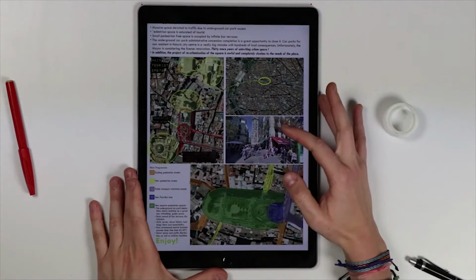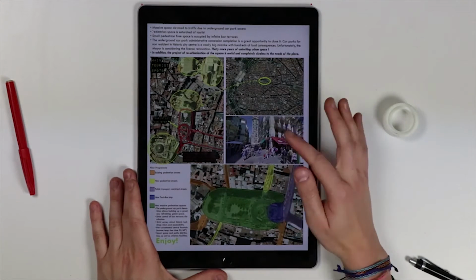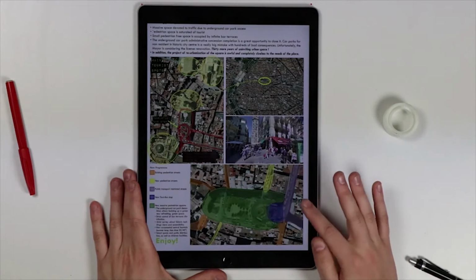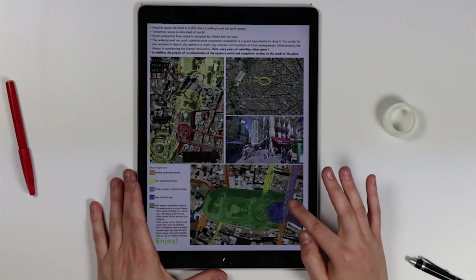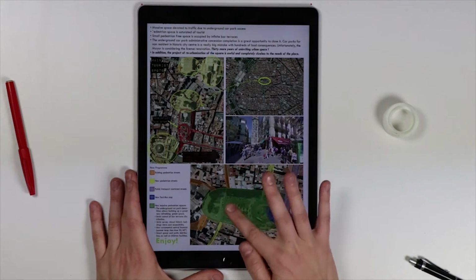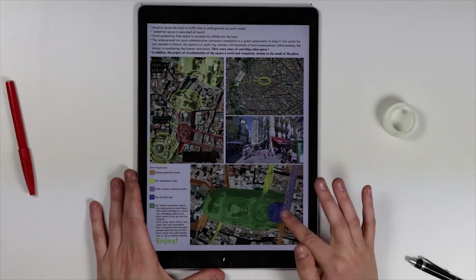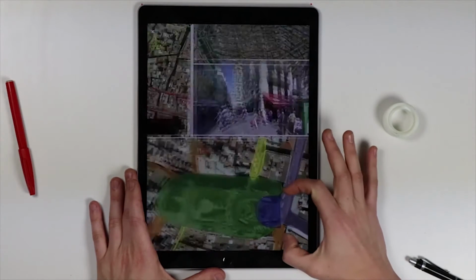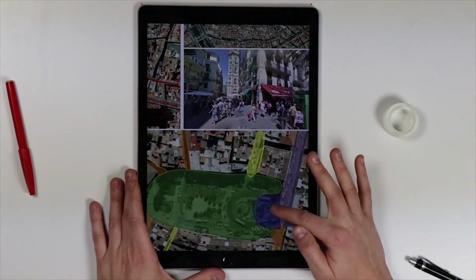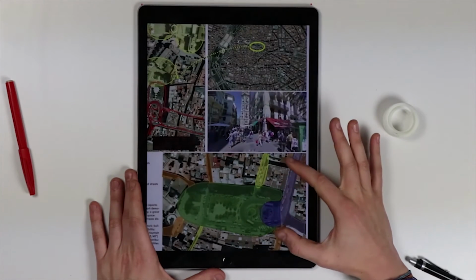What is nice about this proposal is that he shows us in plan how he wants the new situation. So he wants this to be more of a pedestrian area, and that the traffic is just here at this place, and there's a taxi station and bus station.